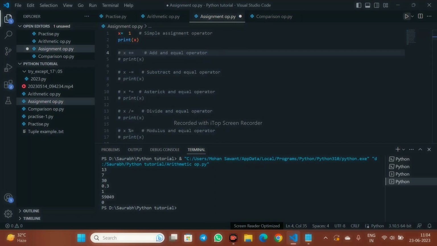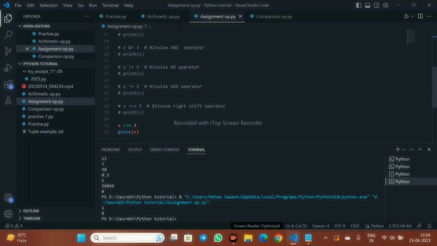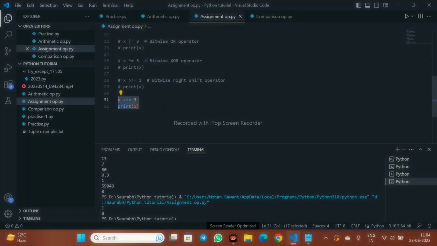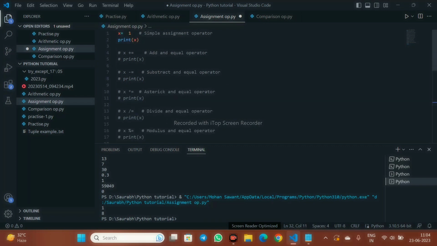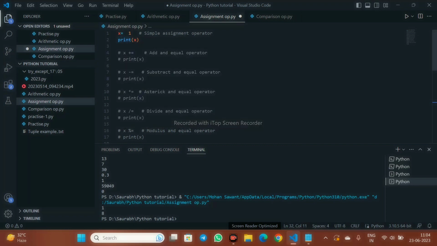And I will run the file. So generally what I get, x is equal to 1. That means 1 is assigned in my variable. This one I have also put here. So generally it shows in the output terminal that simple assignment operator x is equal to 1. That means 1 is stored in the x variable, and that I have shown here with print x. So we have got here 1.